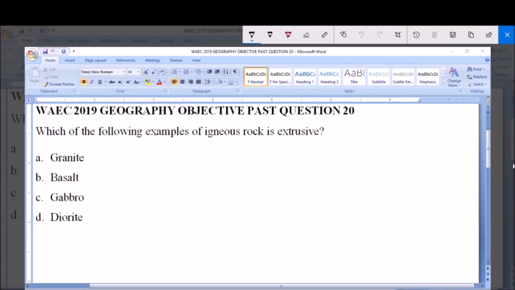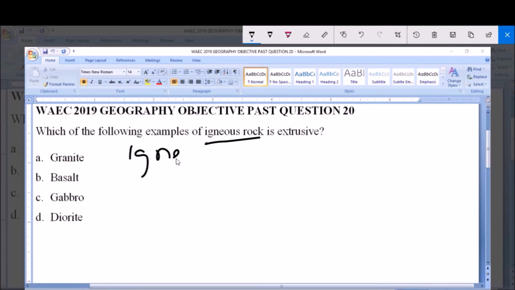Hello, I'm going to be answering WAEC 2019 Geography Objective Past Question 20. Which of the following examples of igneous rock is extrusive? A. Granite, B. Basalt, C. Gabbro, D. Diorite. So we are looking at igneous rock, which is of course a form of rock.